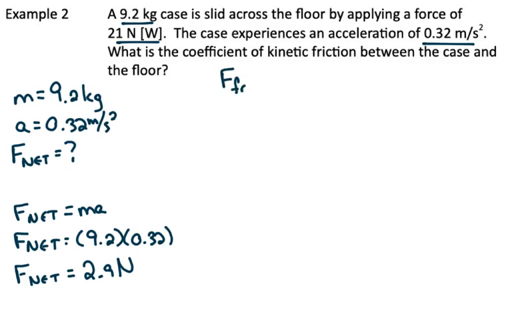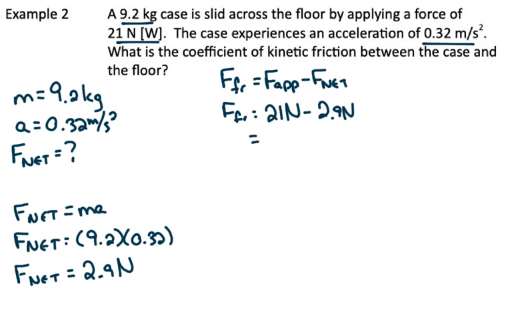So to find the force of friction, we can take the applied force, subtract off the net force. So 21 newtons minus 2.9 newtons would give us 18.1 newtons worth of frictional force.